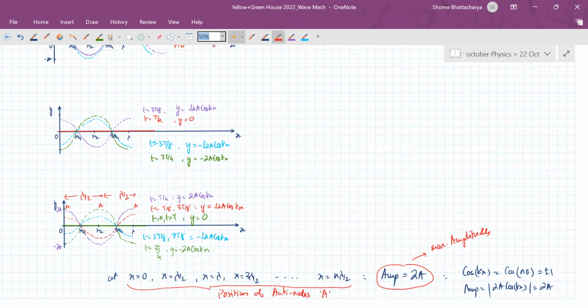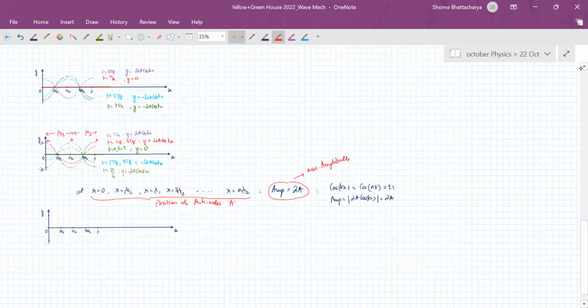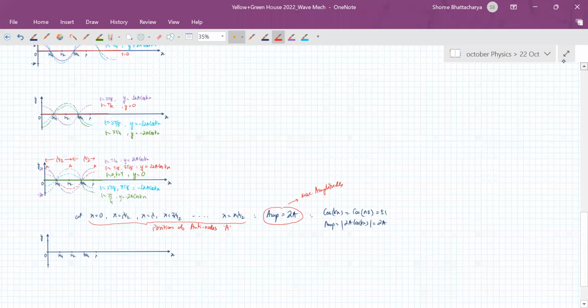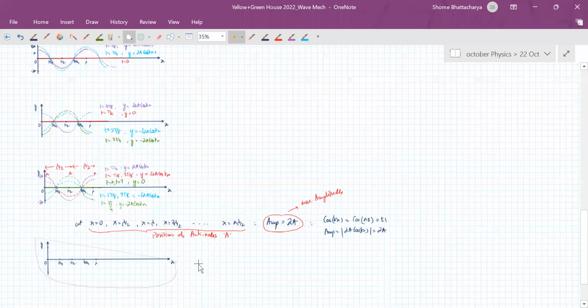I'll minimize this a little, but basically you can see it is just that sequence of snapshot pictures that we had written down earlier in equations. Now we are plotting them in graphs.